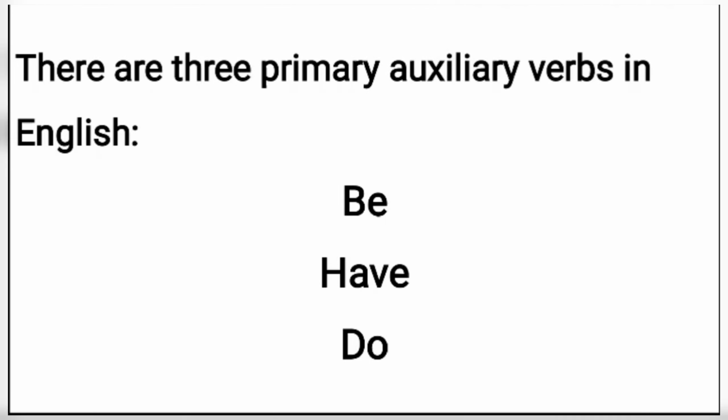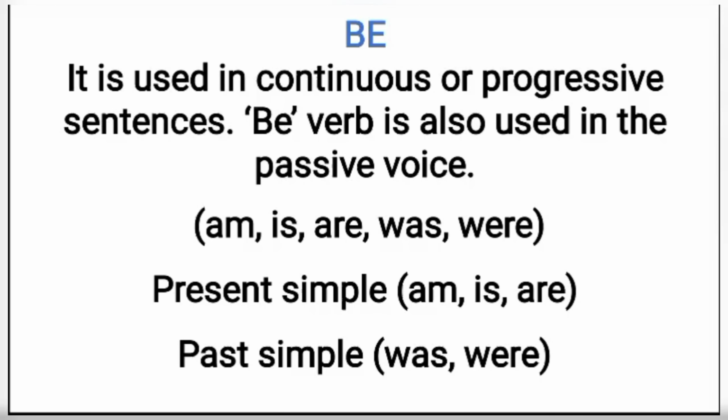There are three primary auxiliary verbs in English. They are be, have, and do. Let's discuss each of these auxiliary verbs in detail. Now let's look at the verb be.